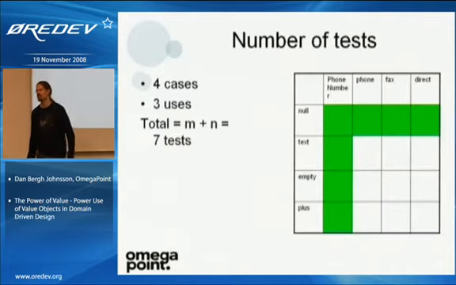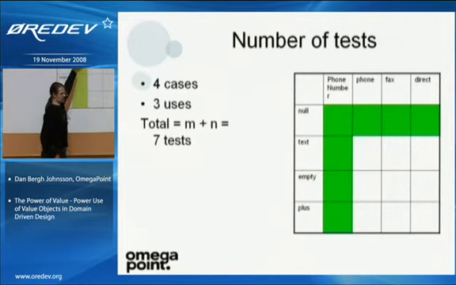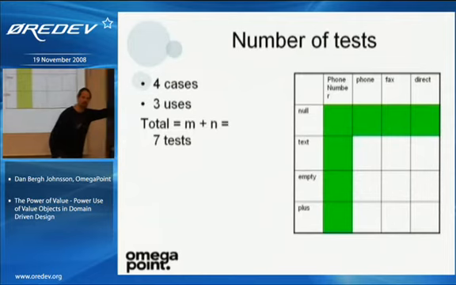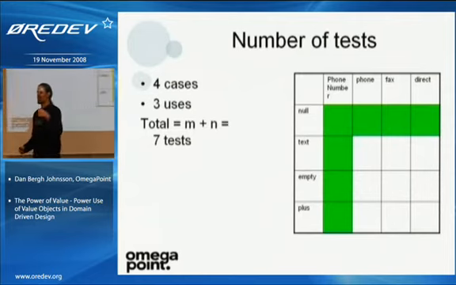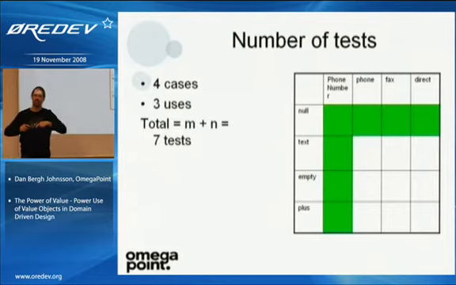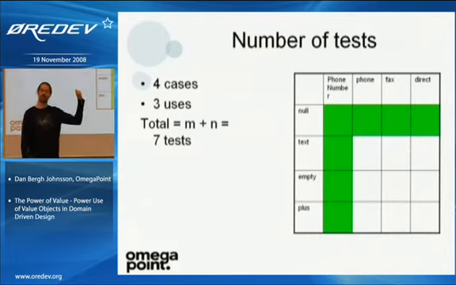So what we end up is that we still need to test the different cases and the different usages. But instead of having m times n test cases, we now have reduced that to m plus n test cases, which is in general substantially lower, so we'll actually be able to make extensive testing.